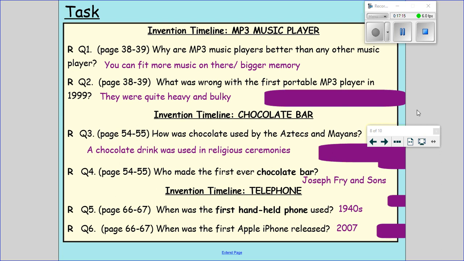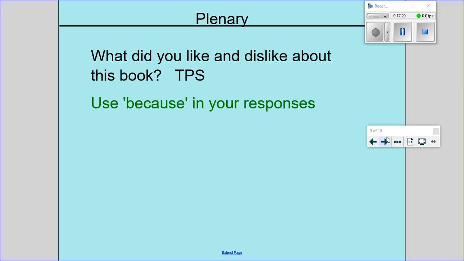Well done. And finally, we have our plenary. What did you like and dislike about this workbook? And can you use 'because' in your responses?